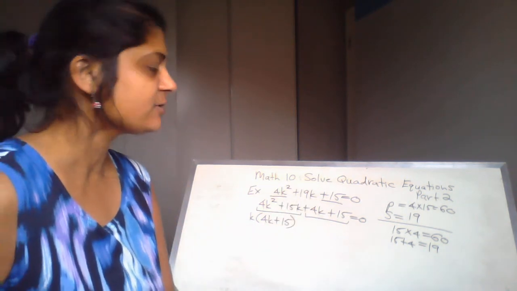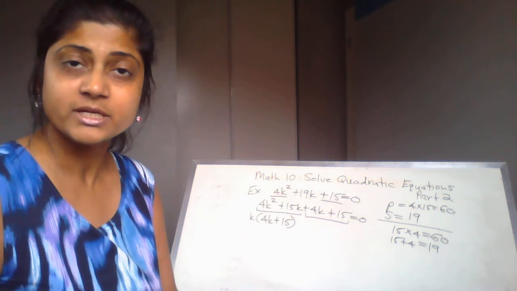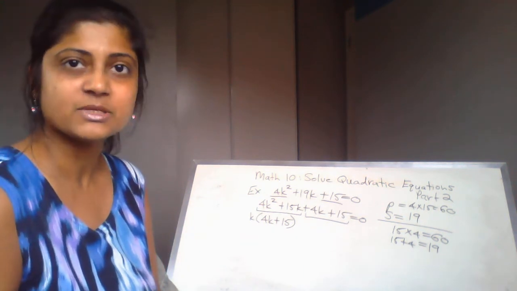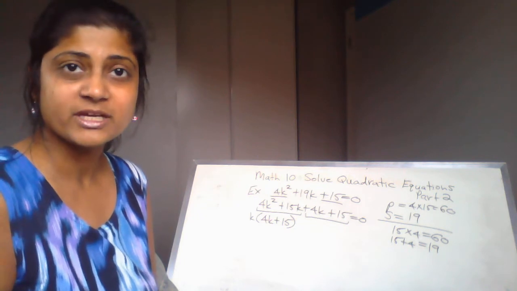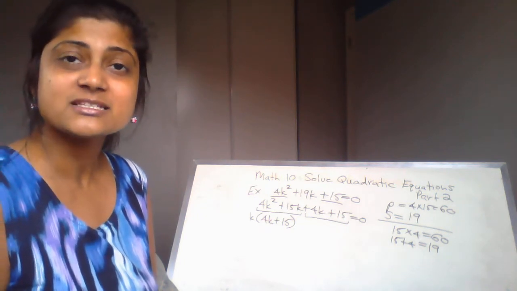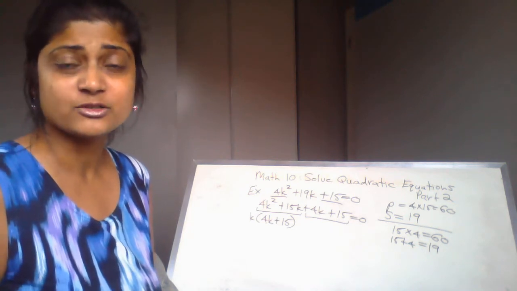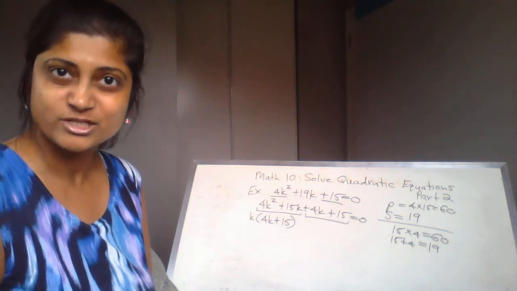And again, even when you have the two factors like 15 and 4, it does not matter in which order you put them. So here I put 15k plus 4k. I can also put 4k plus 15k. And the reason it doesn't make a difference is because we're going to group factor it, and it's still going to give us two factors that satisfy this quadratic equation.